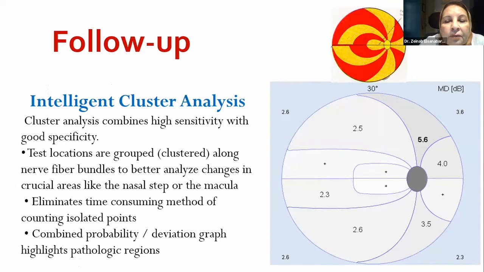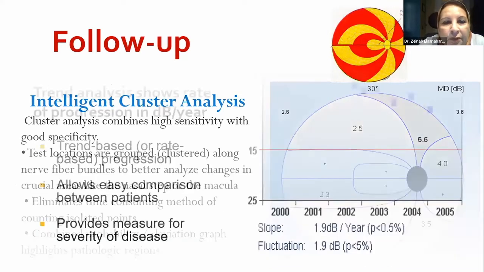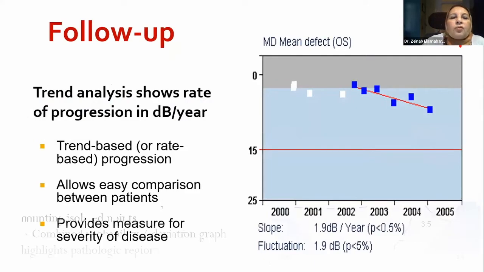And this can be used also in research because all the staging for research also depend on the cluster of points. For the follow-up, we should do two things, either the trend analysis that will show the rate of progression along the year, and it can give us a slope for the mean defect, and give us significance for this sloping fraction.